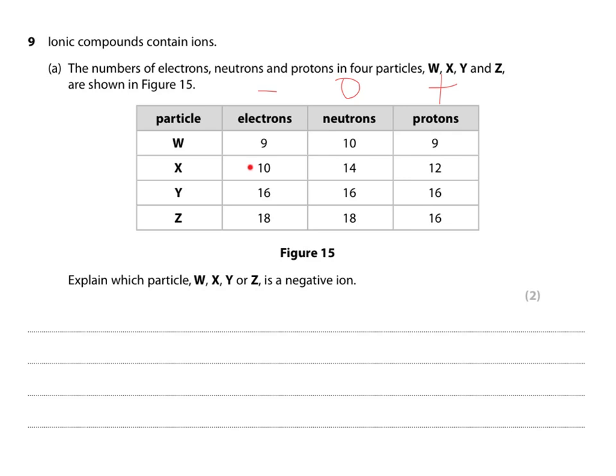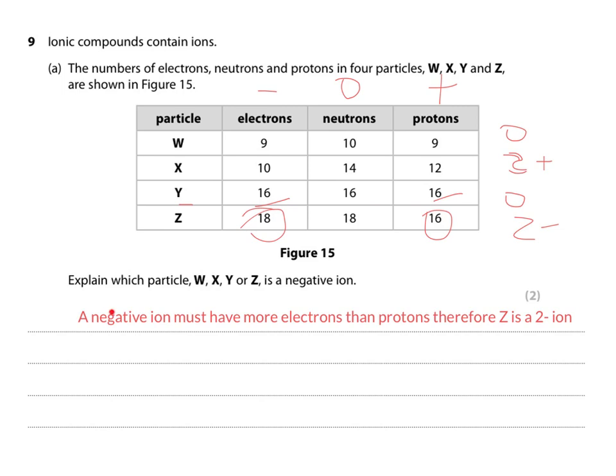X has got 10 electrons, 12 protons. So you've got 2 more protons, so it's going to have a 2 positive charge. So this one, 2 positive. And then Y's got 16 electrons and 16 protons, so again 0. That was also 0, that one there, W. And then Z, you've got 18 electrons and 16 protons, so you've got 2 more electrons, so it's going to be 2 negative.